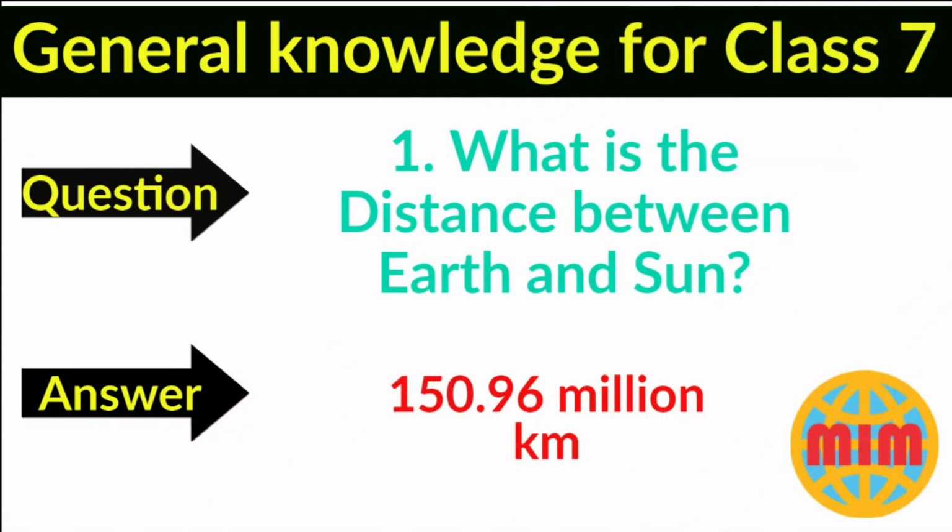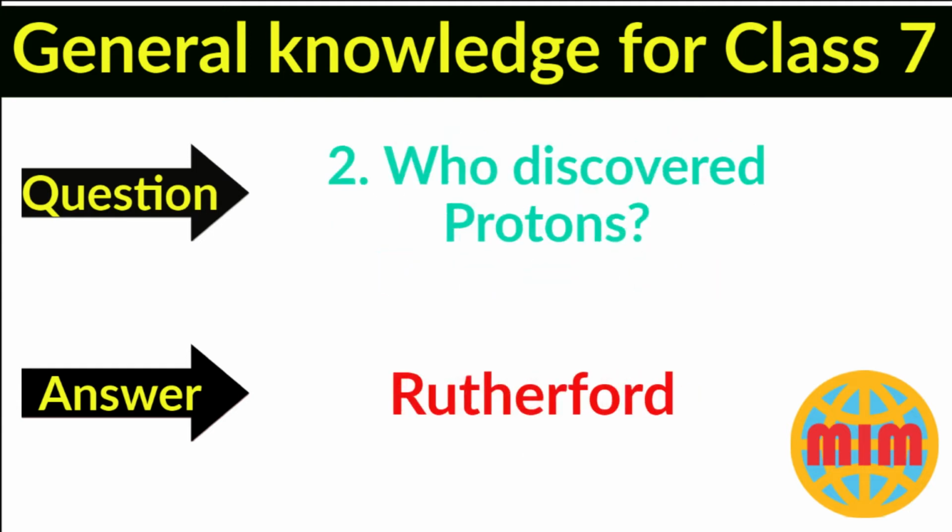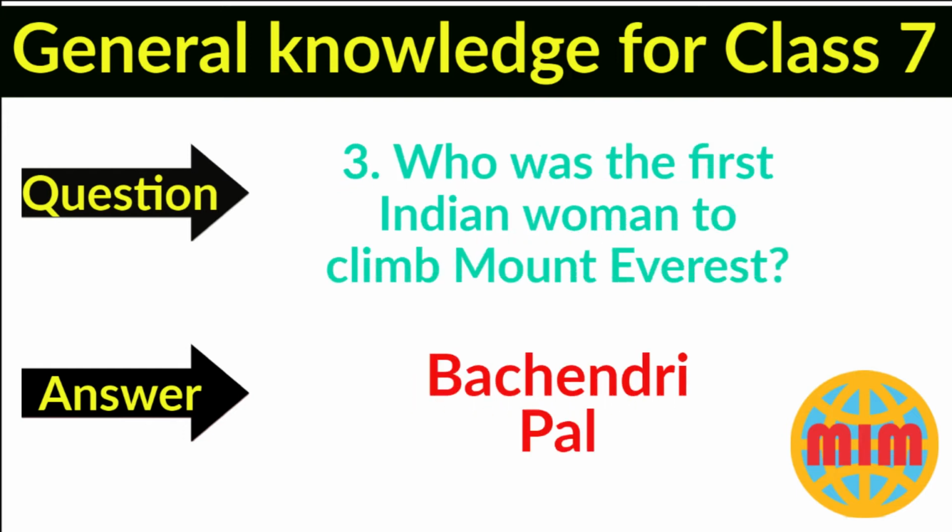Question number 1. What is the distance between Earth and Sun? Your answer is 150.96 million kilometers. Question number 2. Who discovered protons? Your answer is Rutherford. Question number 3. Who was the first Indian woman to climb Mount Everest? Your answer is Bachendri Pal.